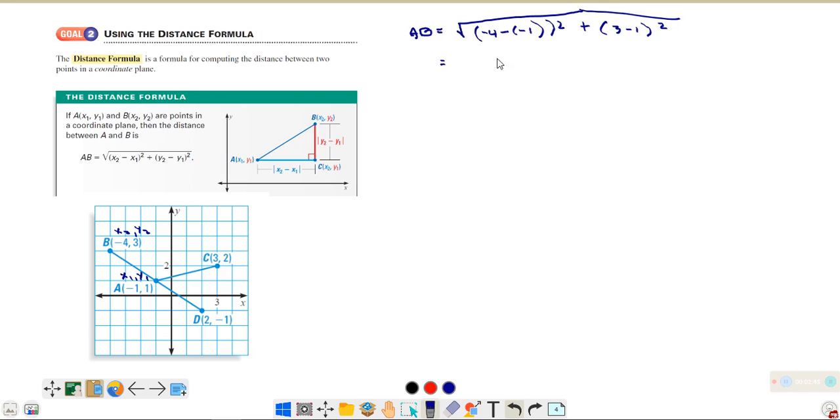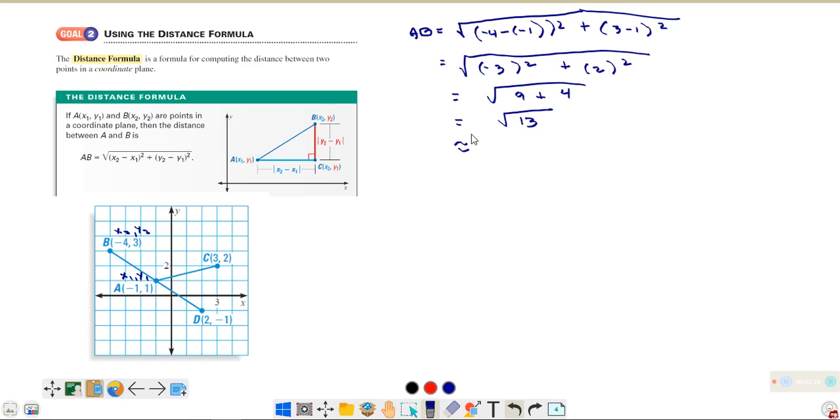Now, let's simplify. We have square root of negative 4 minus negative 1. This is going to be negative 4 plus 1. So, negative 4 plus 1 is negative 3. And then, you have to square it. Plus 3 minus 1 is 2. And then, you have to square it. You have square root of negative 3 squared, which is 9, plus 2 squared, which is 4. You will end up with square root of 13.